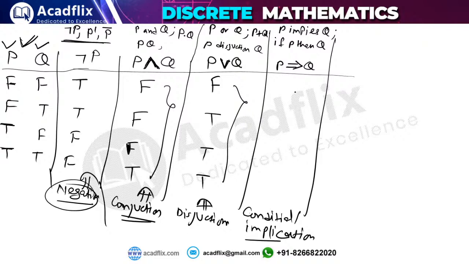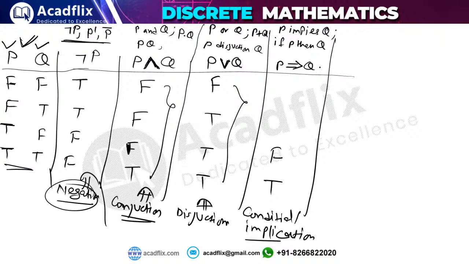What is the behavior of this connective? The behavior of this connective is very interesting. Just focus on it. This connective is basically saying that if p then q, means if p is true then q should be true. Now you see here both are true, so it will be true, because if p is true then q should be true. Now if you see this row, p is true, q is false. In this case this p implies q will be false. Why?